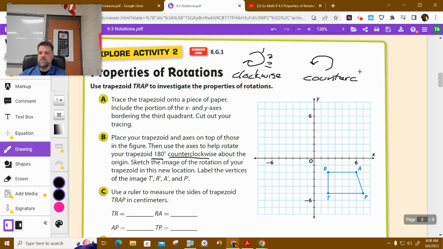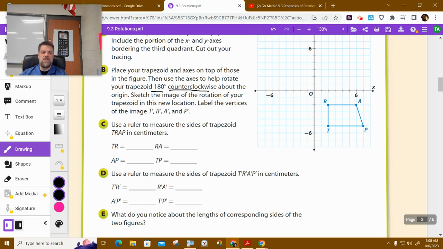So that would be counterclockwise. Okay? You go the opposite direction. And then we're asked to basically do TRP. So I'm going to do the R. If I were to rotate 90 degrees, this R would be here. But I'm going to rotate 180 degrees, so now my R prime will be here. Yeah, you're kind of counting it.